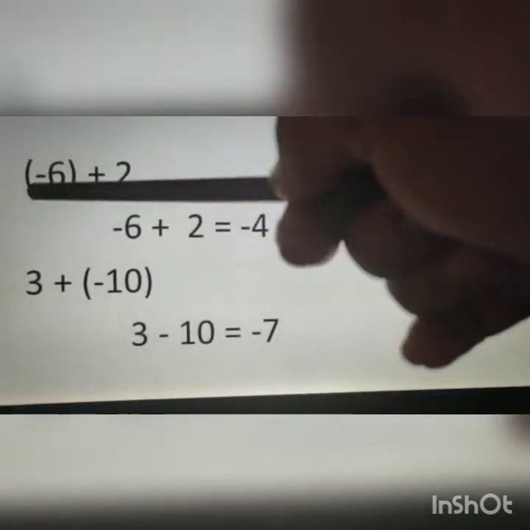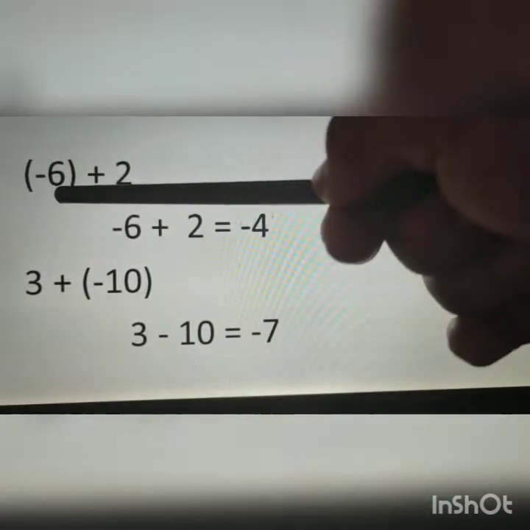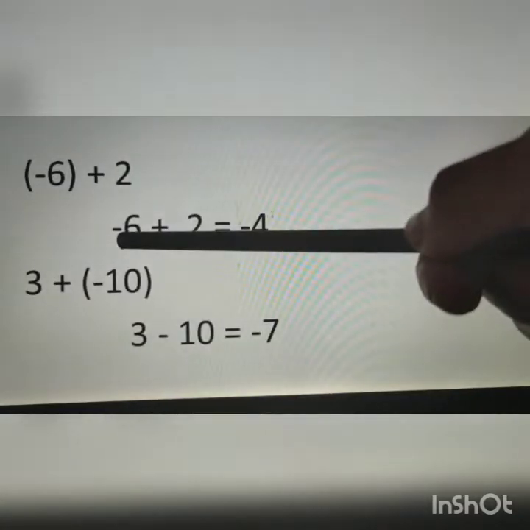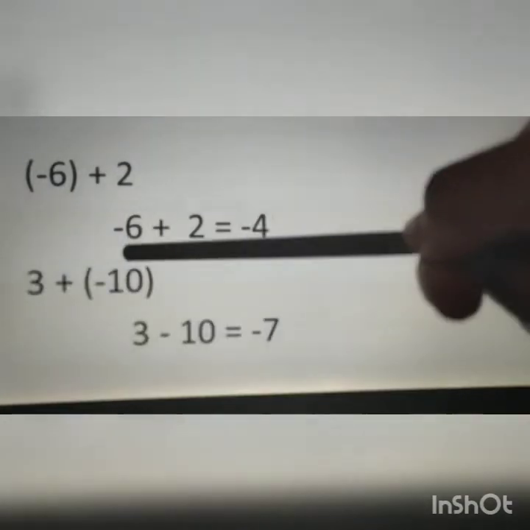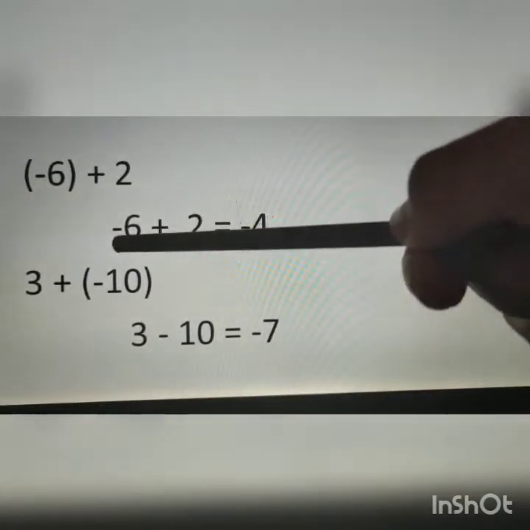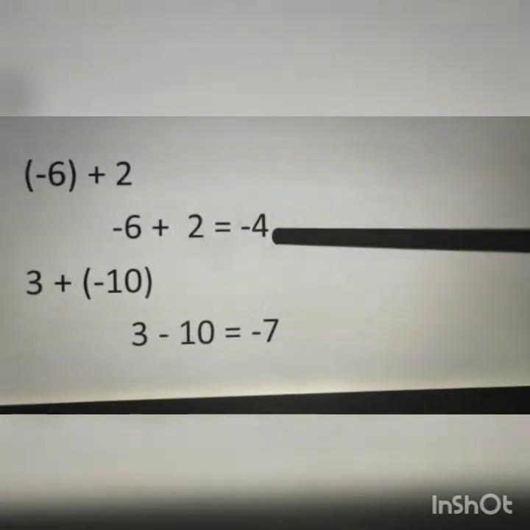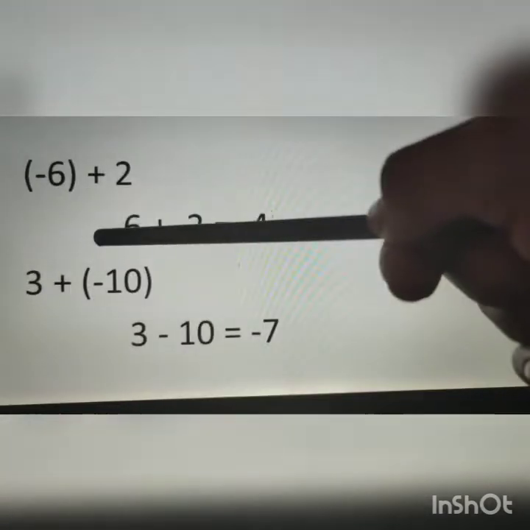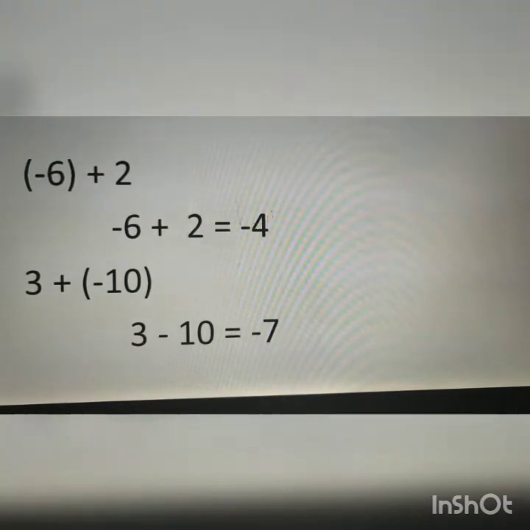Example number 2, minus 6 plus 2. Here minus 6 is a negative integer and 2 is a positive integer. So one is in minus and the other is in plus. So we have to subtract and put the sign of the bigger number. 6 minus 2 we know is 4, and the bigger number is 6 and its sign is minus. So the answer is in minus. Therefore the answer is minus 4.